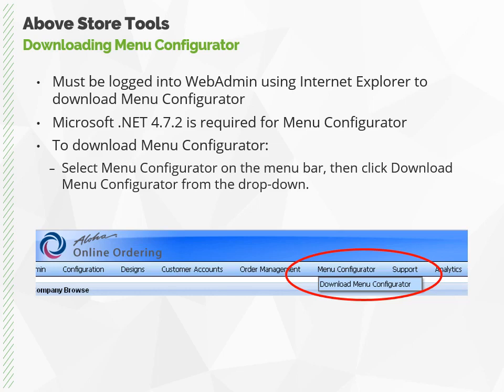To download Menu Configurator, you must first log into WebAdmin using Internet Explorer. WebAdmin will run on any browser, but you can only download Menu Configurator using Internet Explorer. Microsoft .NET 4.7.2 must be installed on your Windows PC and is required to download and run Menu Configurator.